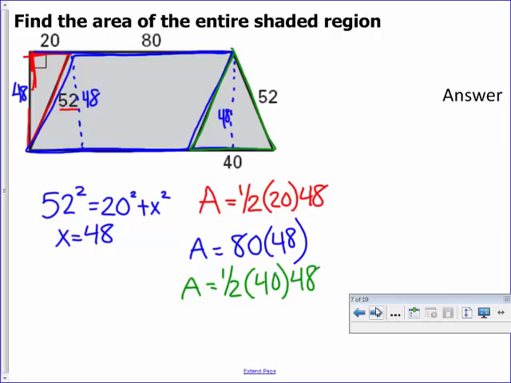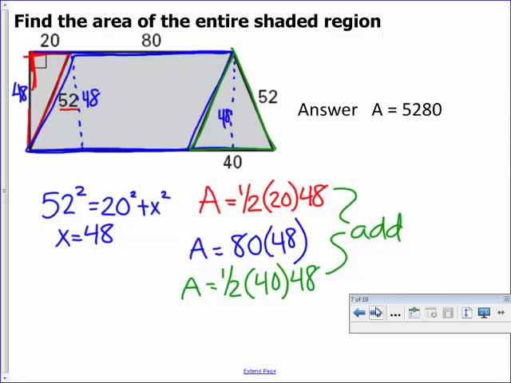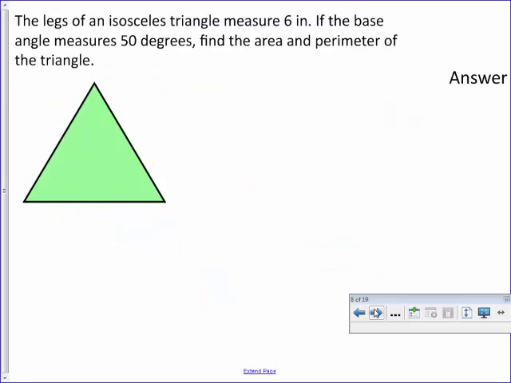So go ahead and calculate all those, and then you add them all together to get a final answer. Once you do that, you should get the total to be 5,280. But you have to figure out all three first, then add together. All right, so let's get into some of the good ones.